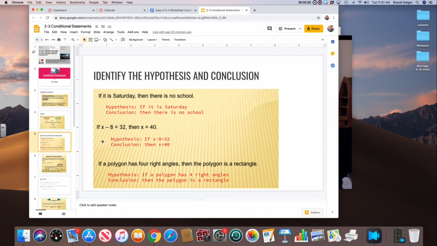Here's another example. If x minus 8 equals 32, then x equals 40. The hypothesis is the if part, if x minus 8 equals 32. The conclusion is the then part, then x equals 40. One more example. If a polygon has 4 right angles, then the polygon is a rectangle. Hypothesis is the if part, if a polygon has 4 right angles. Conclusion is the then part, then the polygon is a rectangle.